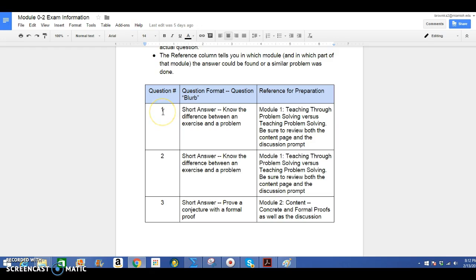Question number 1 on the exam is a short answer, so you will be typing in sentences. Please don't think that a long answer means more points. If you say what you need to say, you're in good shape. So know the difference between an exercise and a problem. The information that just came a few minutes ago will be helpful with that. This also points you towards Module 1, teaching through problem solving versus teaching problem solving. There was content on this particular topic.